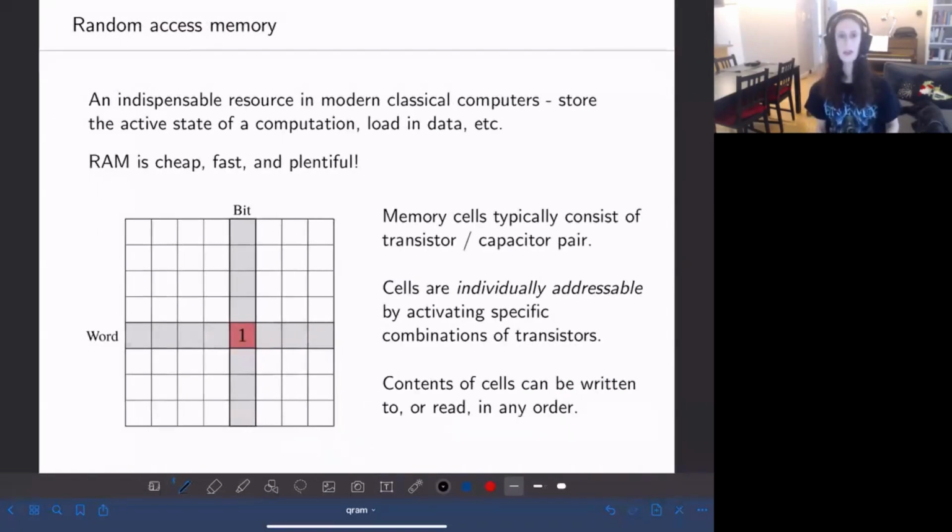So before I talk about anything quantum though, I want to take a minute to show some appreciation for classical RAM. I think it's something that a lot of people take for granted. I know certainly I do until I'm in a situation where I want to do something and I don't have enough.